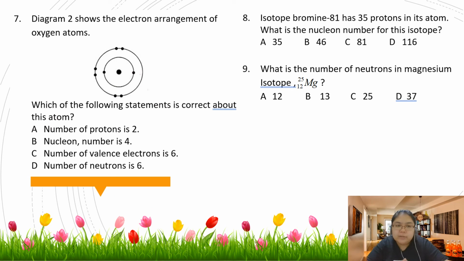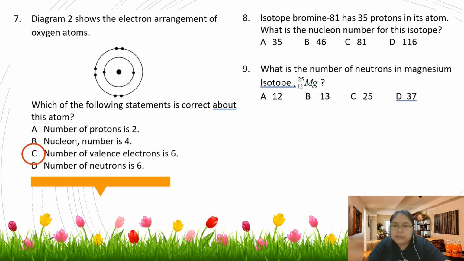Okay, question 7. Which of the following is correct about the atom? This atom is 2 and 6. The number of protons is 2, so that answer is wrong. The nucleon number is 4. Nucleon number, actually, we do know. The number of valence electrons is 6. The number of neutrons is 6. So the answer should be C. Okay, we know the valence electron.